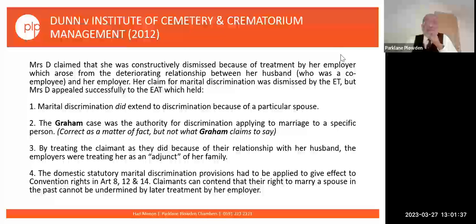And his other argument was that a claimant can properly be heard to say that their right to marry a particular spouse could not be undermined ex post facto by treatment by her employer, which includes, but is not limited to, dismissal.